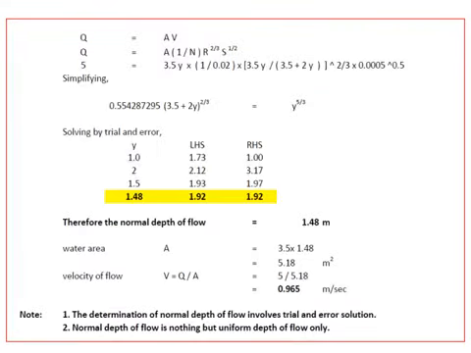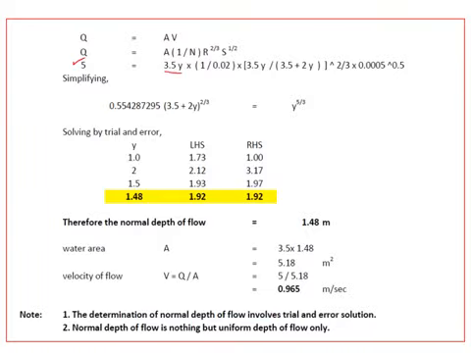Now since the discharge is given, discharge is area into velocity. So Q is area times velocity. Because Manning's constant is given, we have to use Manning's equation: Q equals A times 1 by n R to the power of 2 by 3 S to the power of half. So substitute the value of Q as 5 meter cube per second.